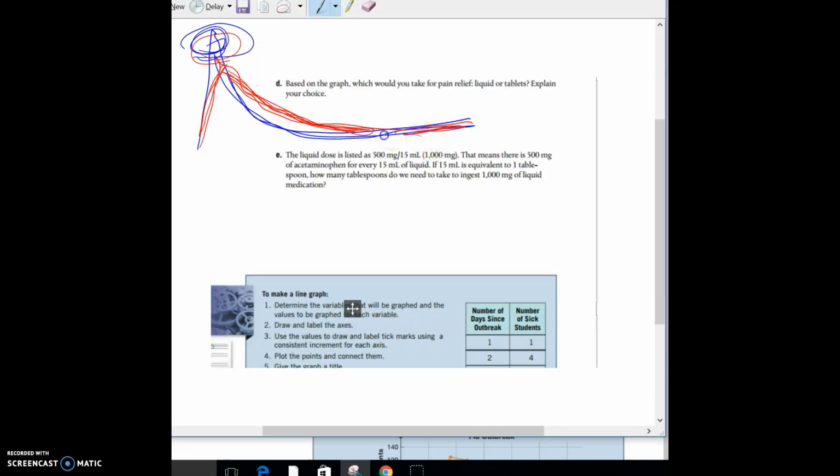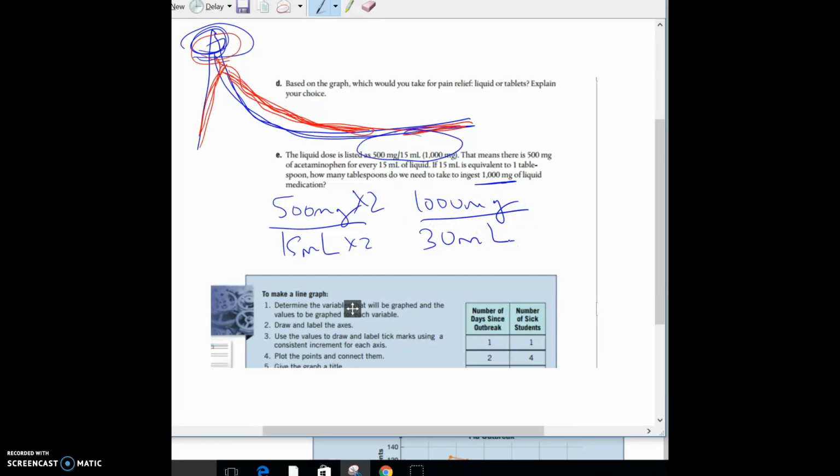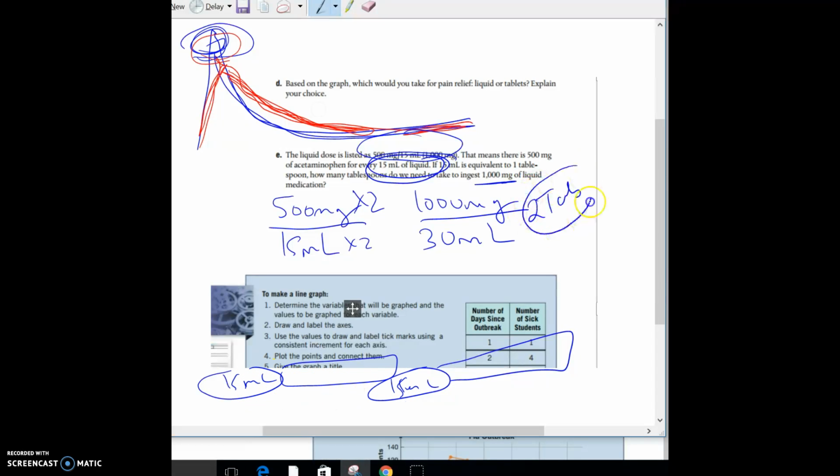Now, rates are super nice because you can scale them up and scale them down. So we have milligrams per 15 milliliters. And we're going to scale it up because they are going to take 2 doses to get to 1,000. So we're going to scale it up to get 1,000 milligrams, which is 30 milliliters. All right, and so now we need to figure out how many tablespoons this is. Well, each 15 milliliters is the same as 1 tablespoon. So if you have a tablespoon here, that's 15 milliliters, and another tablespoon, that's 15 milliliters. So that 30 is really going to be the same as 2. So they would have to take 2 tablespoons of that.